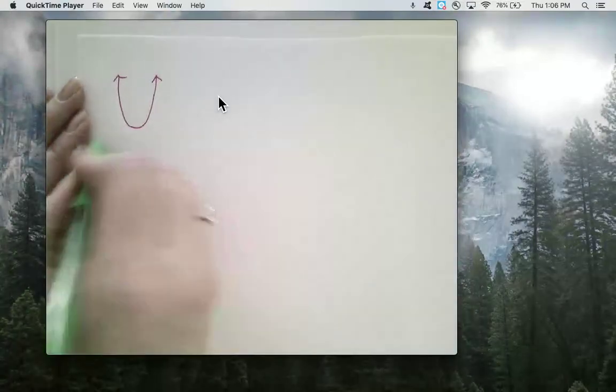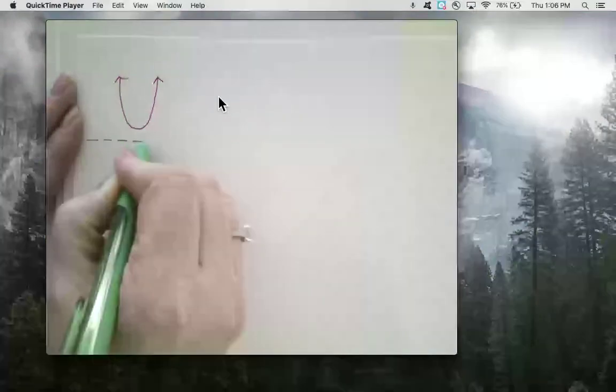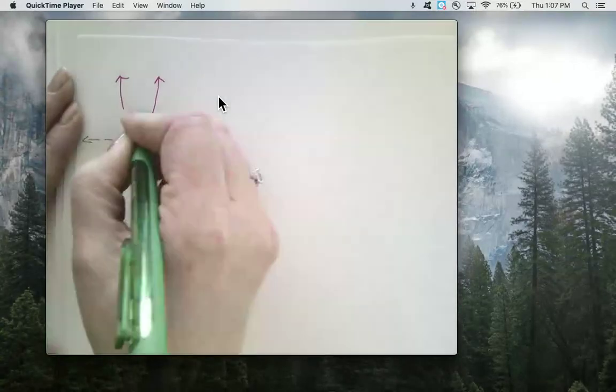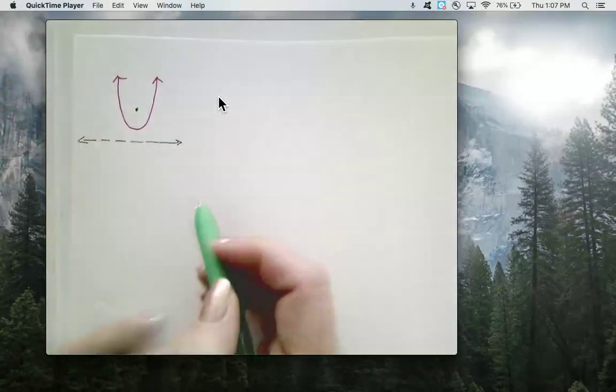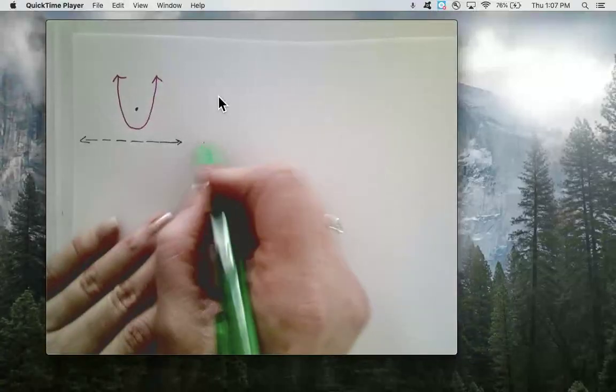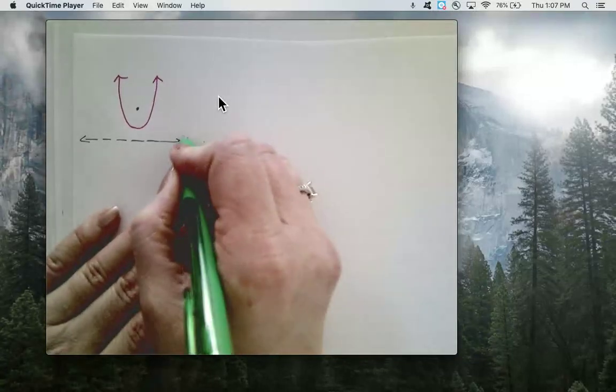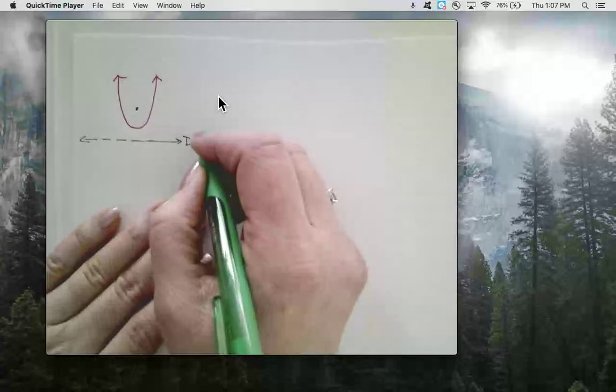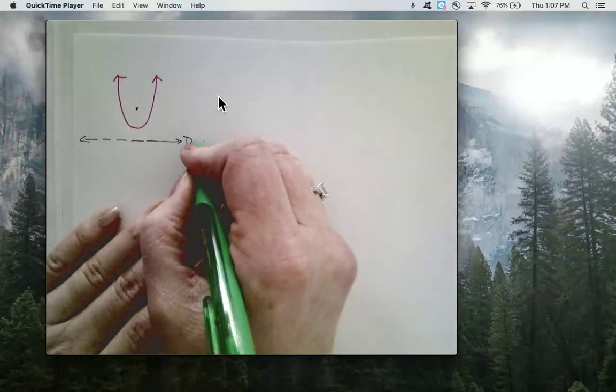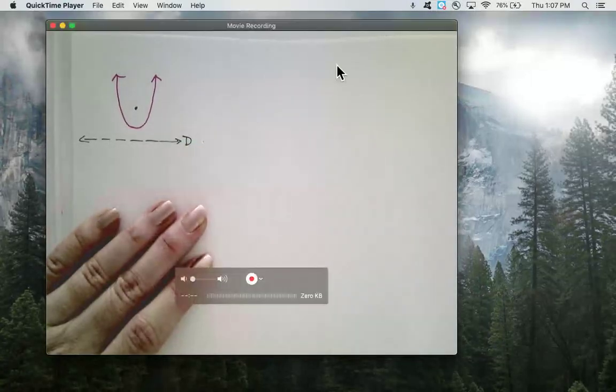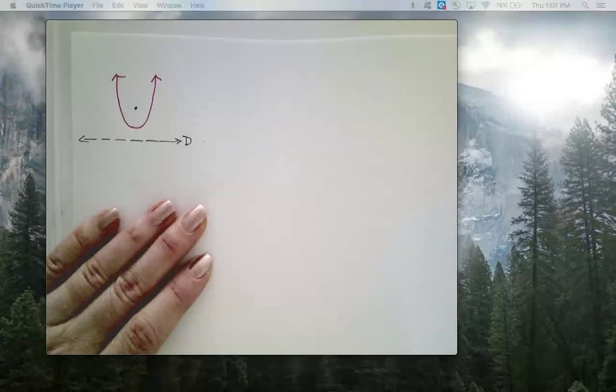The two features that exist for every single parabola are this line and this point. Do you remember the vocabulary term for this line? The line is called, starts with a D, anybody? Thank you very much. That is the directrix.